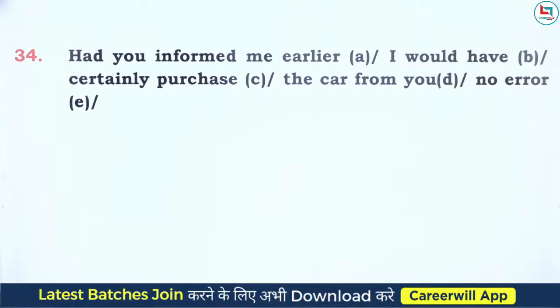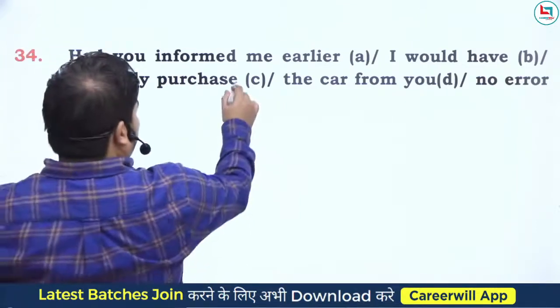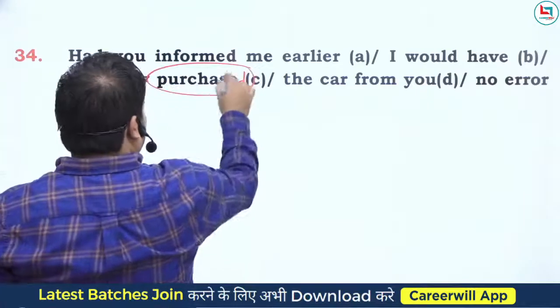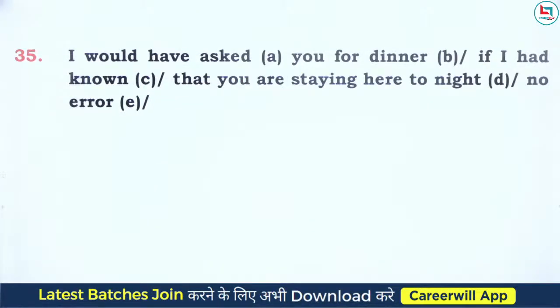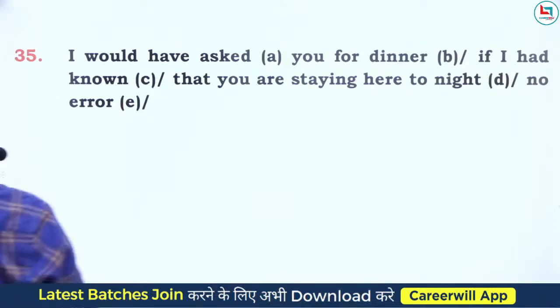Had you informed me earlier, I would have certainly purchased the car from you. Had you informed me earlier, type 3, I would have certainly, would have, then you will go with the third form of the verb, would have purchased. I would have asked you for dinner if I had known that you are staying here tonight. Is there any error? No error at all.